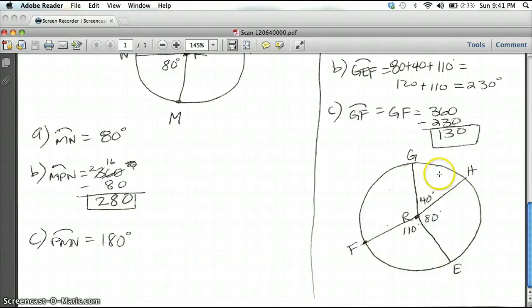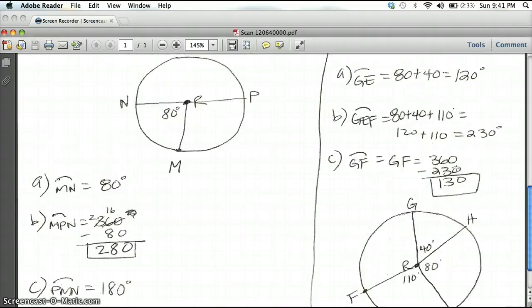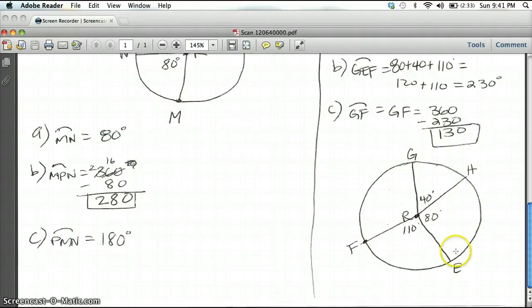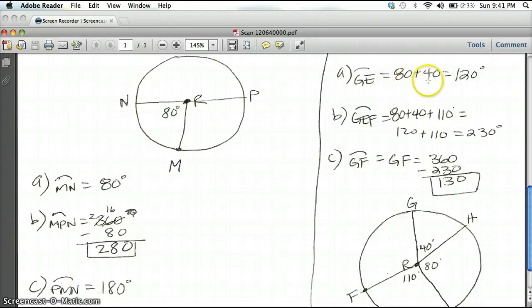So we're going to add both of those to get our entire arc, which is GE. So our entire arc of GE is 80 plus 40, and that equals 120 degrees.